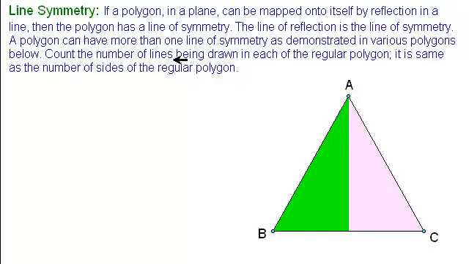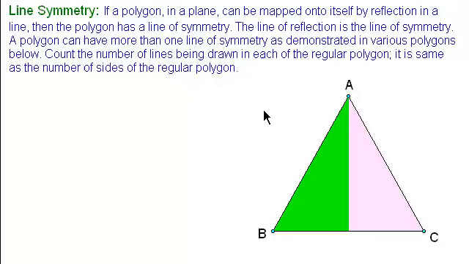Count the number of lines being drawn in each of the regular polygons. It is the same as the number of sides of the regular polygon. Now we are going to discuss this. First we will use a triangle. So this is the triangle.